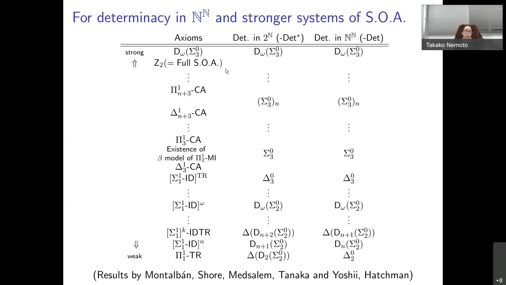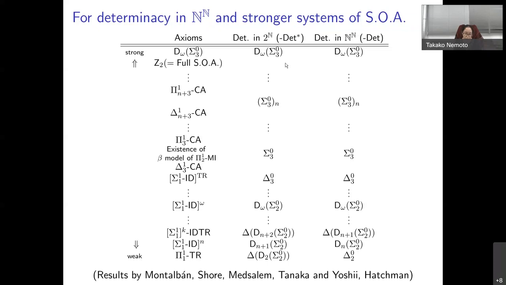And Antonio Montalbán and Richard Shore also proved that for the difference hierarchy above Σ^0_3, determinacy of such a class can be proved in second order arithmetic, but that is the upper bound. So the omega level difference hierarchy over Σ^0_3 cannot be proved determinate in second order arithmetic.